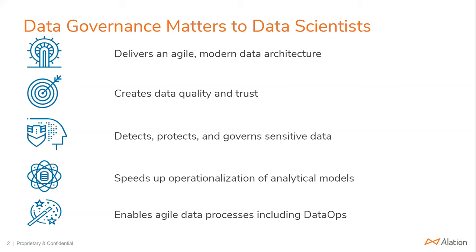So, obviously, that implies the importance of data quality and trust. The need, as we increasingly create new repositories of data, to govern it, protect it, to ensure we comply. And as well, we want to do things that speed up the process of creating analytical models. And I'll talk about that in just a little bit. And then obviously what we're all aiming for are more agile data processes. And the analysts have recently coined a term called DataOps to reflect on this and to reflect on the role of data governance.